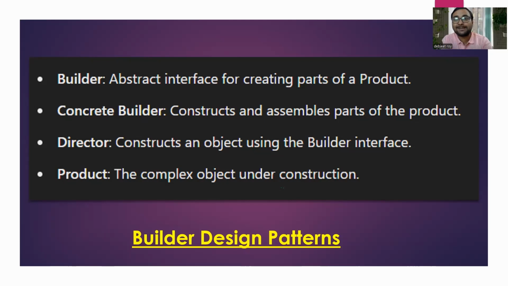Okay, the product, like the employee card, those are the products, based upon which we need to create the objects. So these are the four things that we have to remember: builder, concrete builder classes which implement this builder interface or abstract class, then the director which helps us to construct the object, and then the product. So the construction actually works for the product.